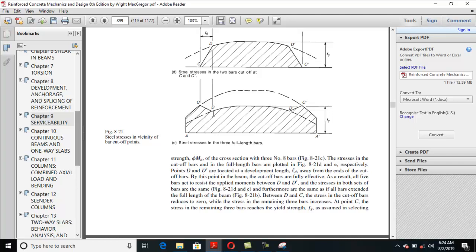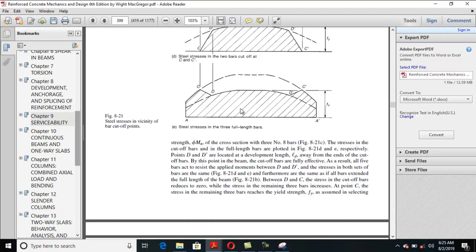But remember, this line gives you the stresses. The stresses are lower because there are 5 number 8 bars. Once you cut the bar, your stress increases. Why? The tension increases, and within D dash and D there are 5 bars, but once you cut the bar there are only 3 bars. So on 3 bars, moment increases, tension increases, and due to the tension increase, the stress will increase. Therefore it goes from D dash to C dash and D to C. This is very great information.